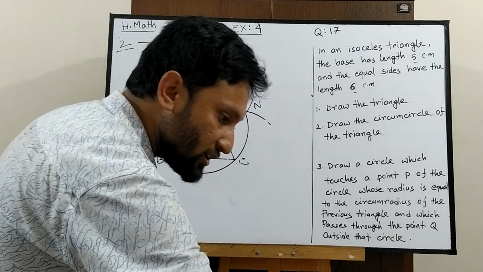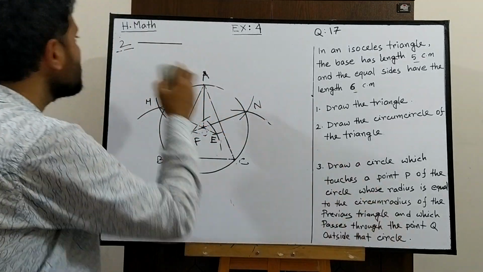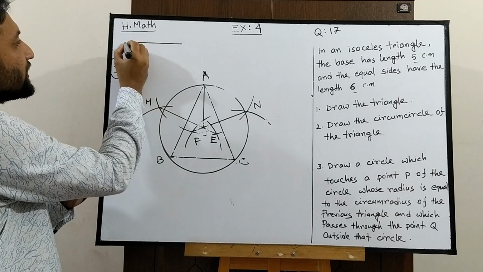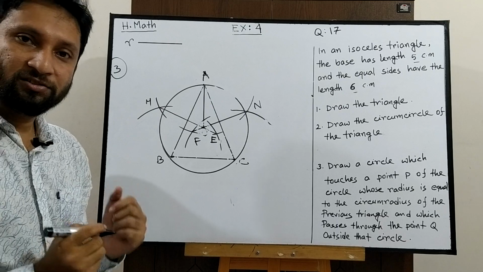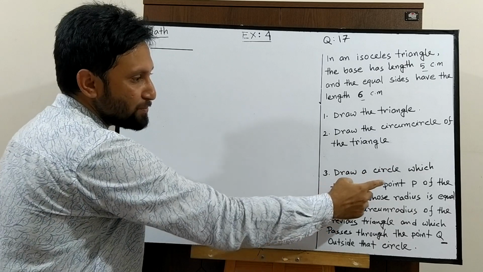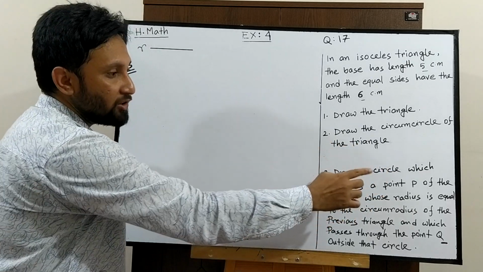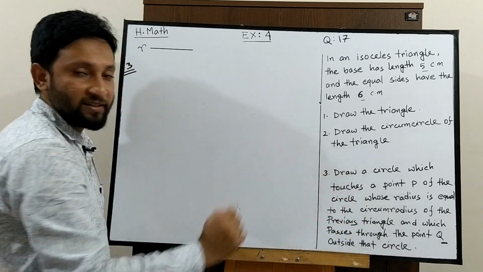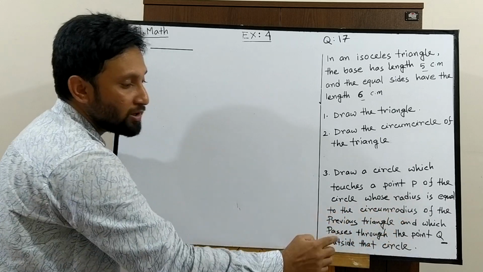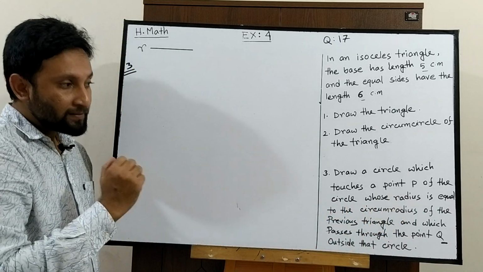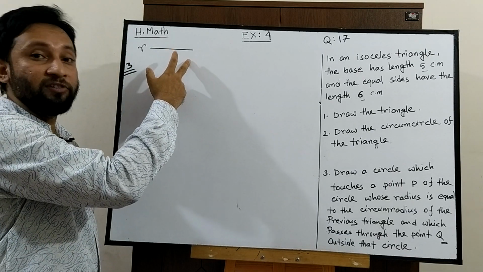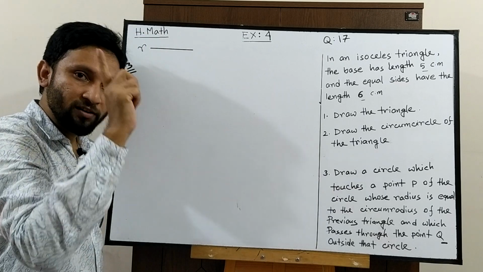Okay, for question 3, this is the radius of the circumcircle. Now question 3. Draw a circle which touches a point P of the circle whose radius is equal to the circumradius of the previous triangle and which passes through the point Q outside the circle. That means at first we have to draw a circle that has a radius equal to the previous radius of the circumcircle.